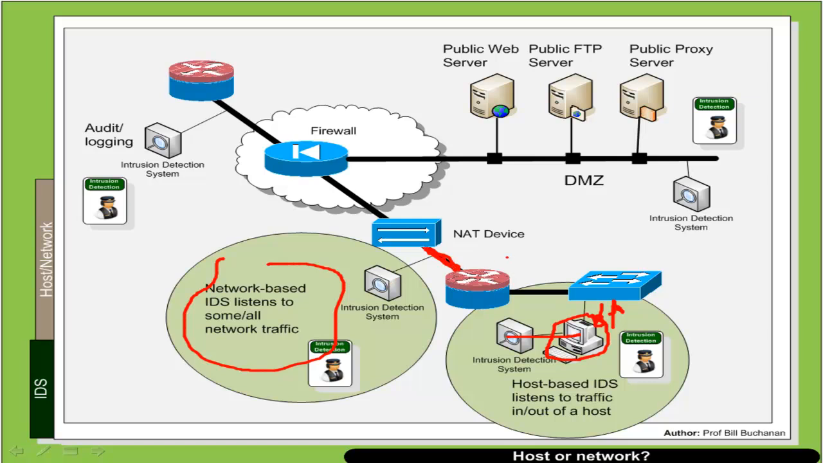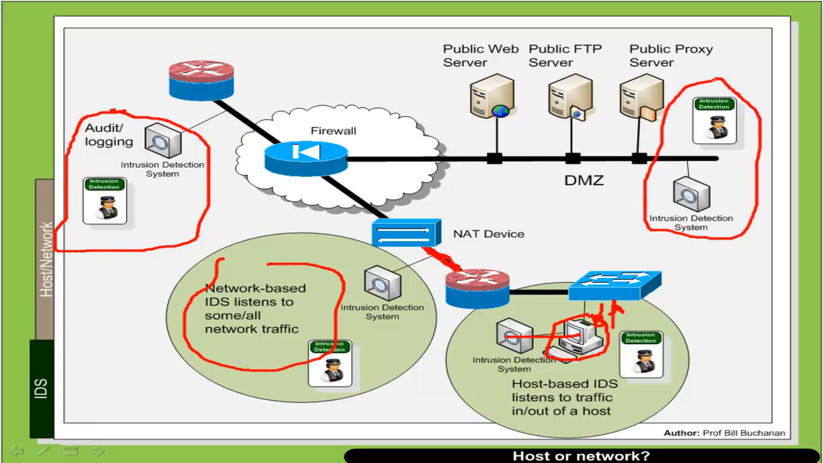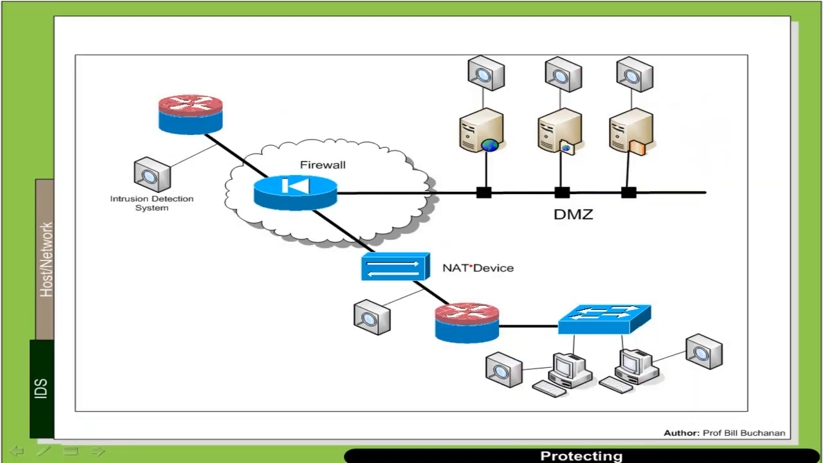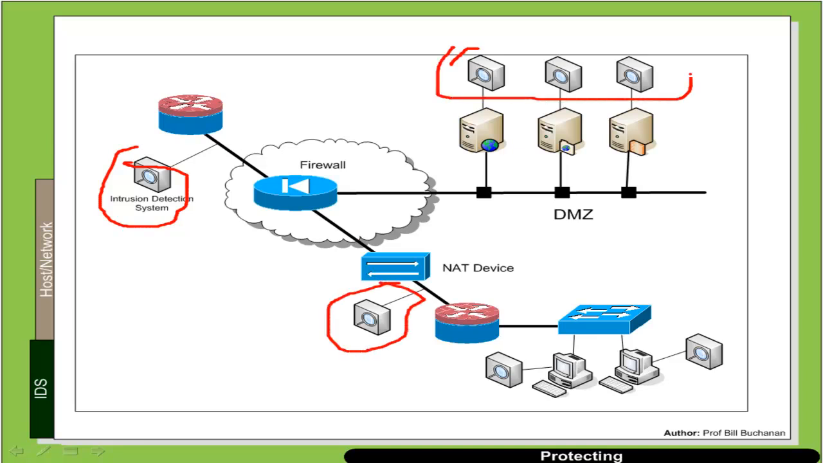within a certain subnetwork. So we can see here that we might use intrusion detection systems here for some sort of audit log purpose, an intrusion detection system here to listen to the traffic inside the DMZ, and one here to listen to traffic within the inside network. Okay, so we've placed one there, and these are the network ones, and there is a host-based one for each of the servers and also for each of the hosts.